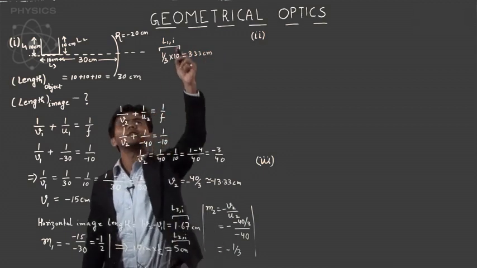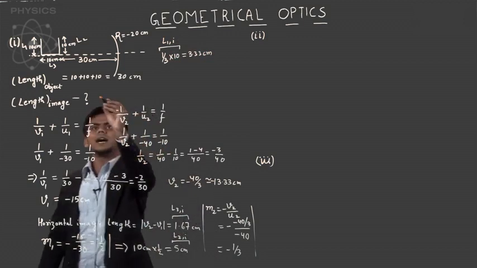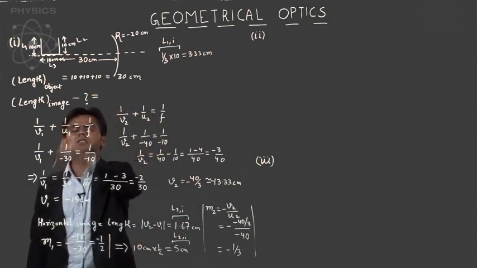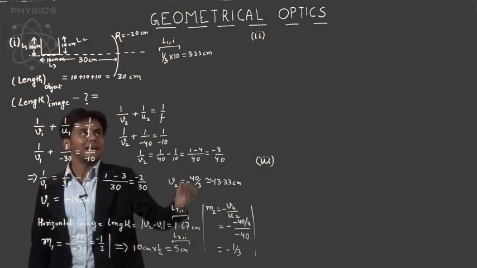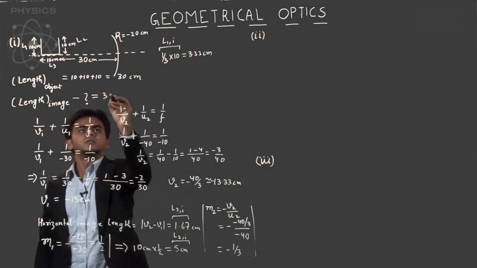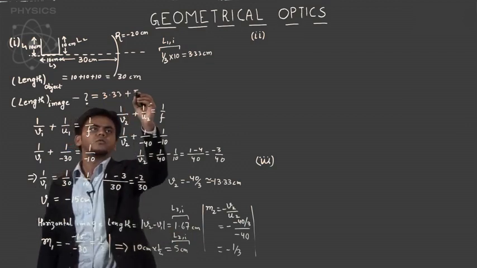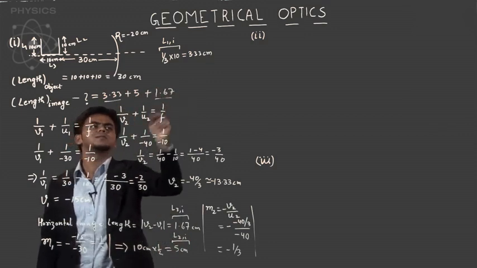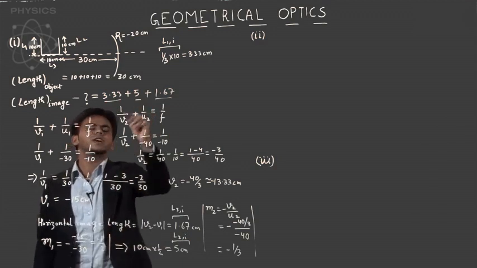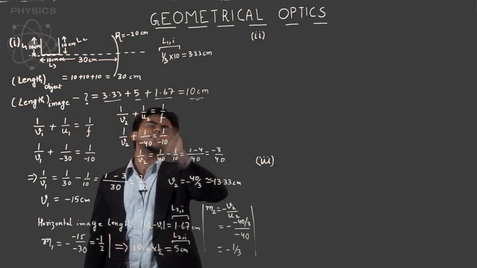So now I have L1, L2, L3. If I add them up, I'll get the length of the image. That would be equal to, just write the values down. L1 is 3.33, L2 is 5, L3 is 1.67. Obviously 3.33 and 1.67 would give you 5, and this is a 5. So I have 10 centimeters as my final length.